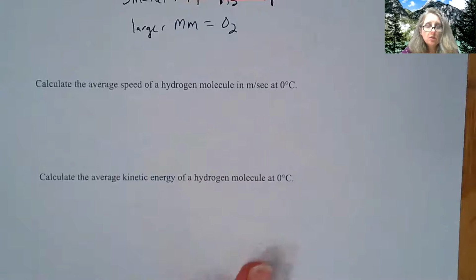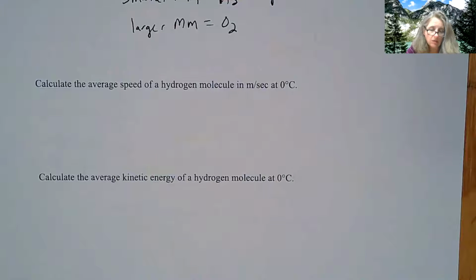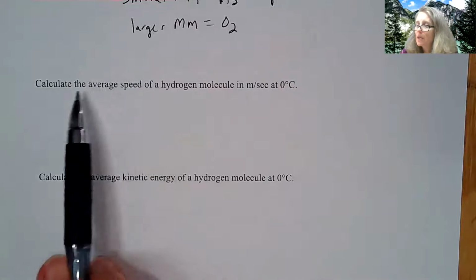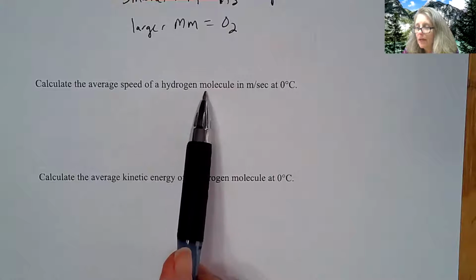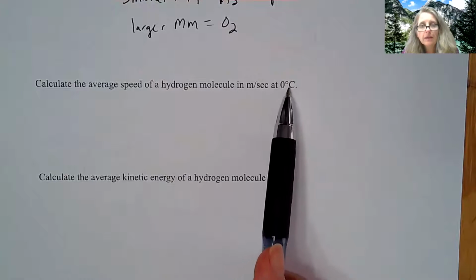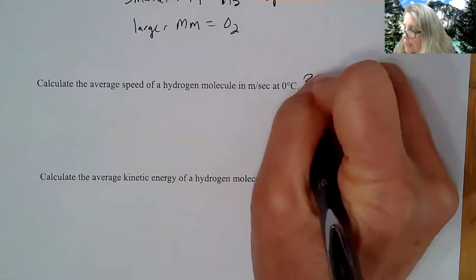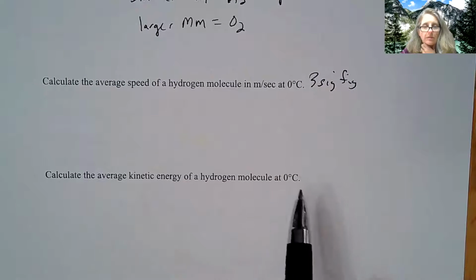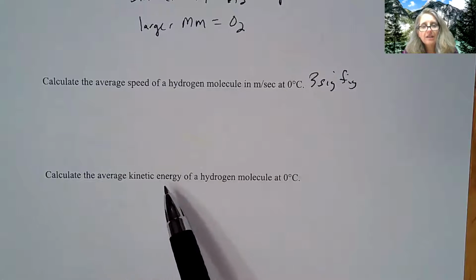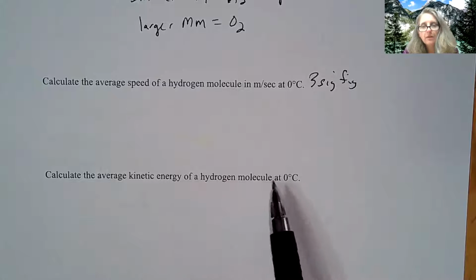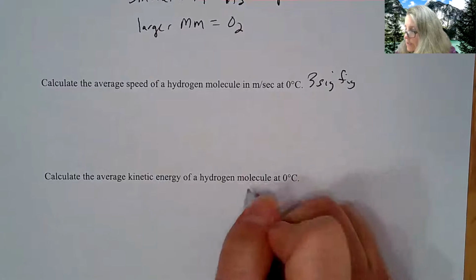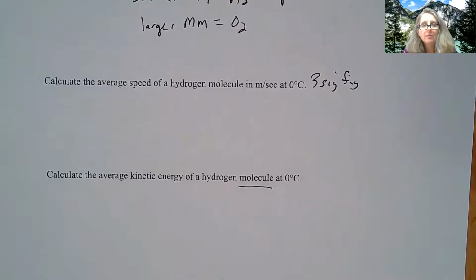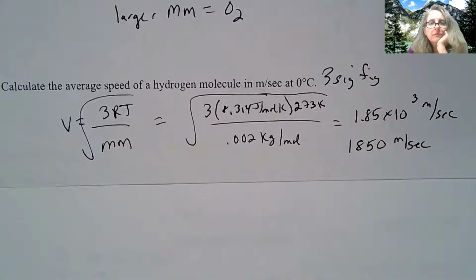So let's try these two problems and show you how to use the math calculations and mistakes that sometimes you make. Calculate the average speed of the hydrogen molecule in meters per second at 0 degrees Celsius and take it up to 3 sig figs. I got nothing to hold on to for sig figs, so let's just do 3 sig figs. Calculate the average kinetic energy of a hydrogen molecule at 0 degrees Celsius. So please understand this is looking at a molecule. I'm going to pause the video and then you can see the answer.